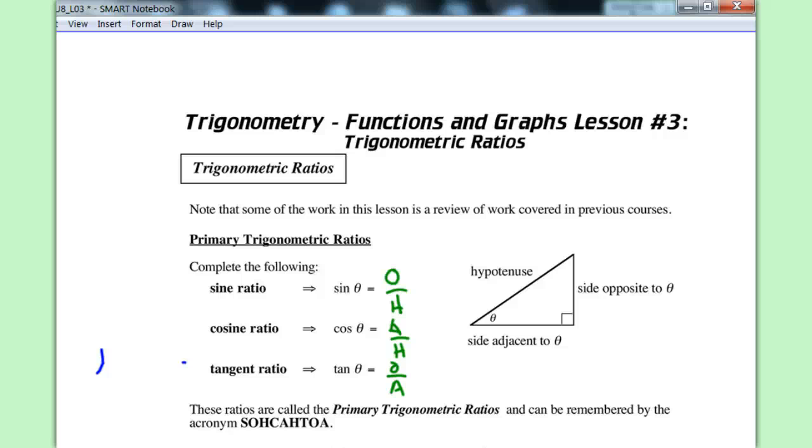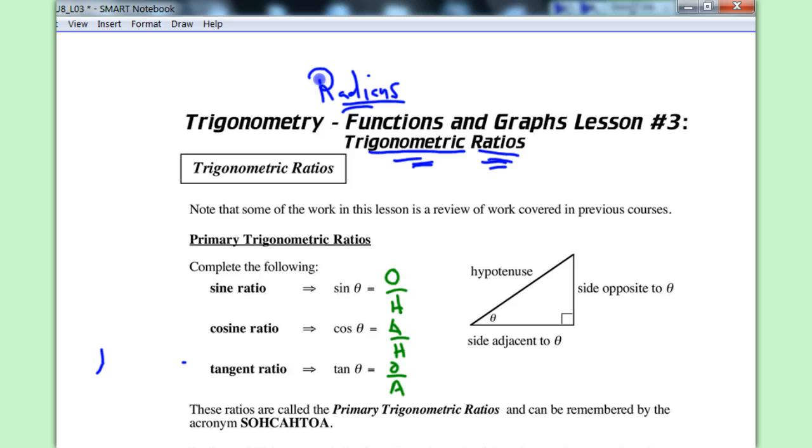Math 30-1. Welcome back to our continued travels with Trig. In the previous lesson, you learned a new way of dealing with angles in Trig, and that was radian measure. We're now just going to go back and talk about what trig ratios look like when you deal with radian measure.